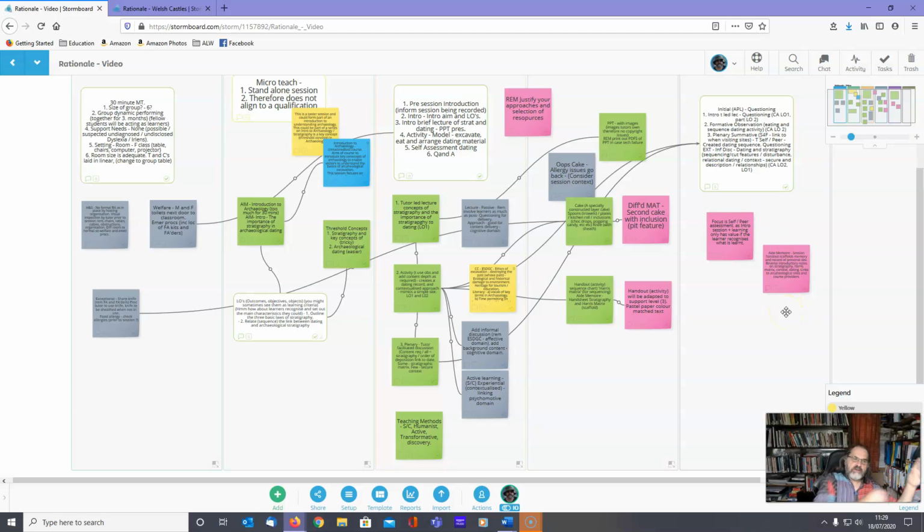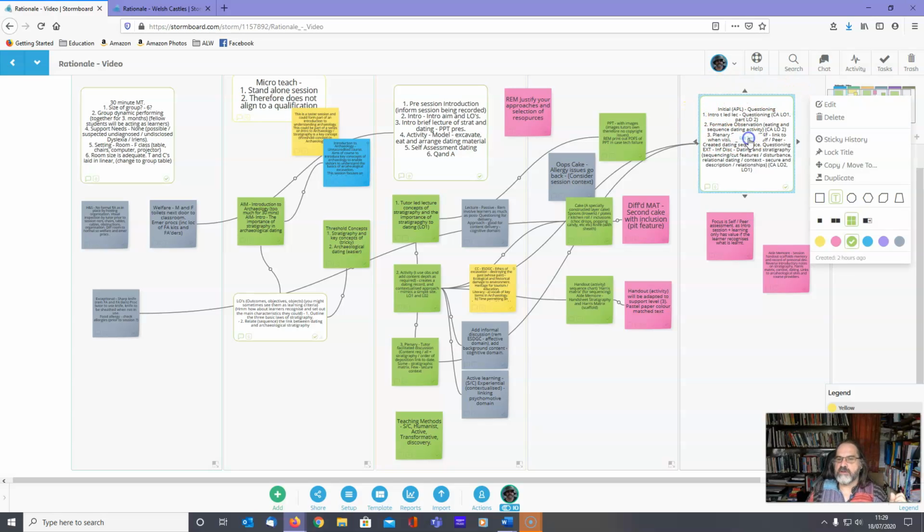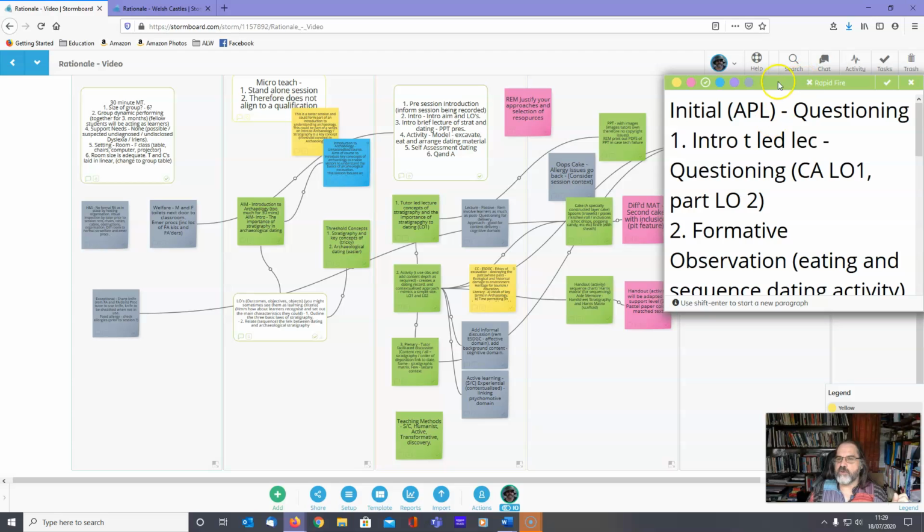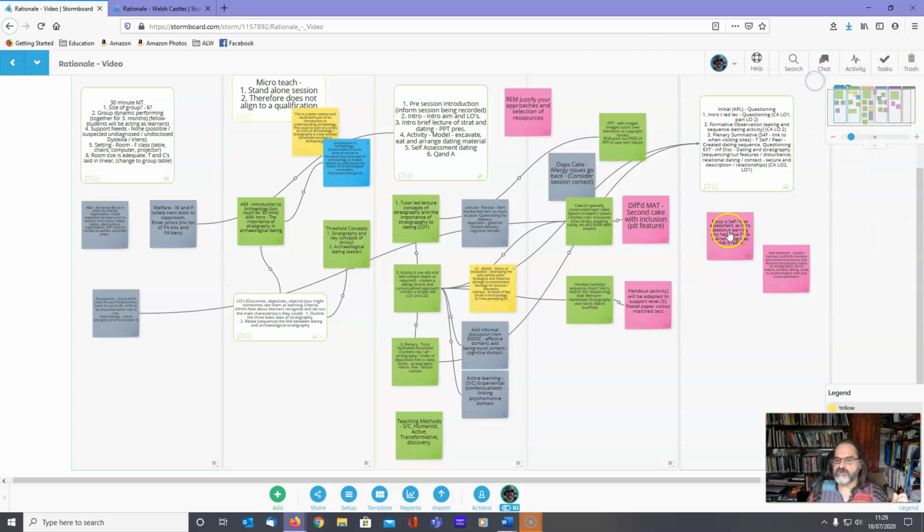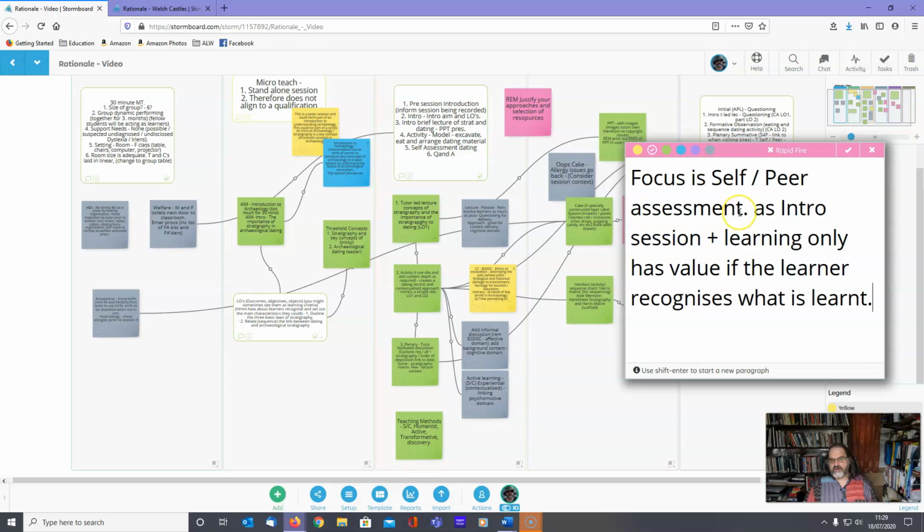So the learning outcomes are linked to the learning activities and have been assessed, so therefore if they've been assessed, then we're okay. So I mentioned how we were going to assess, but I've also added a couple of notes that, as far as I'm concerned, the focus is on self and peer assessment as it is an intro session, and learning only has any value if the learner recognises what is learned and the value of it.